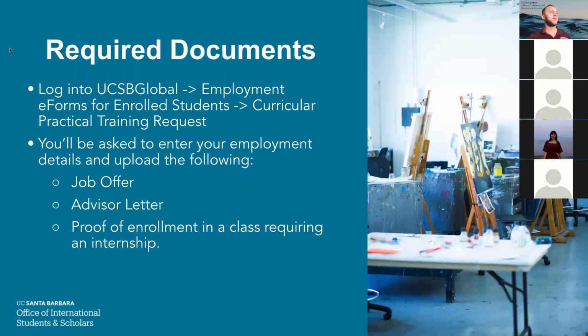So, required documents. Hopefully most of you have used UCSB Global by this point. This is our online platform. It's available through our website, where you can apply for basically any sort of immigration request with the OISS. It's all available through this platform. So you'll just look under the employment e-forms and you'll find the CPT, the curricular practical training request, and you'll be asked to enter your employment details and upload the following.